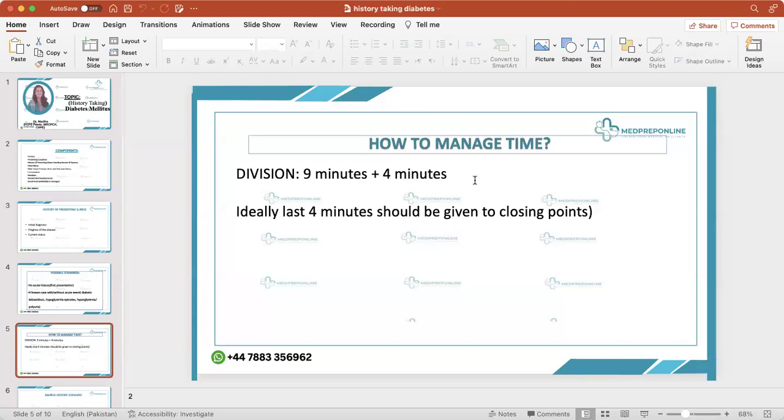Those 13 minutes are divided into 9 minutes of history, and then you are given a warning that only 4 minutes are left. So you should be well aware that you have the last 4 minutes for closing the points, summarizing in your mind, and coming up with a differential diagnosis. This is very important in MRCPCH since you will be doing it with a role player and not an actual patient. Also, you would have to cover a lot of things that you see in real patients.